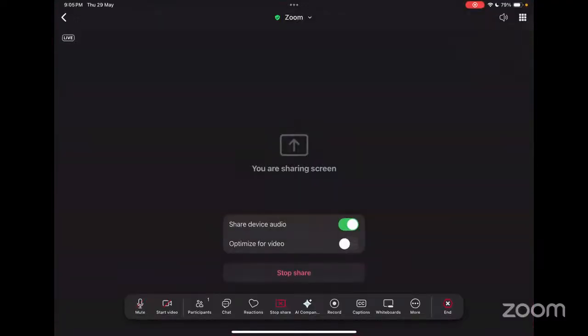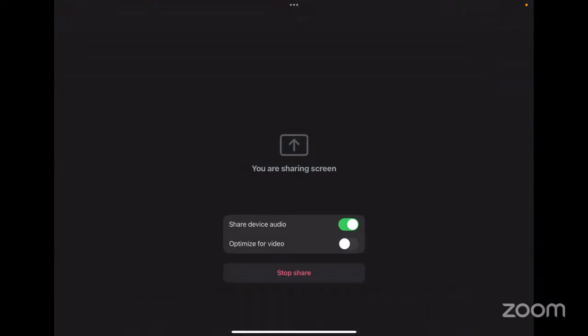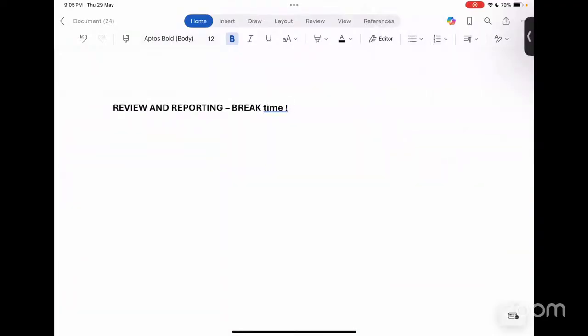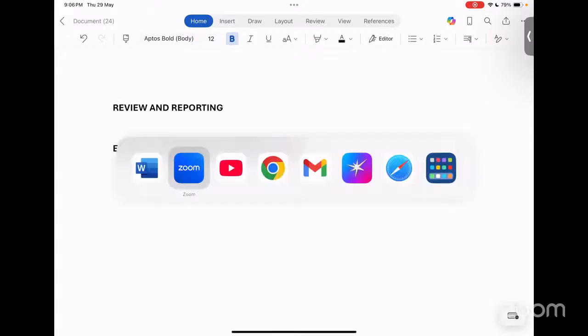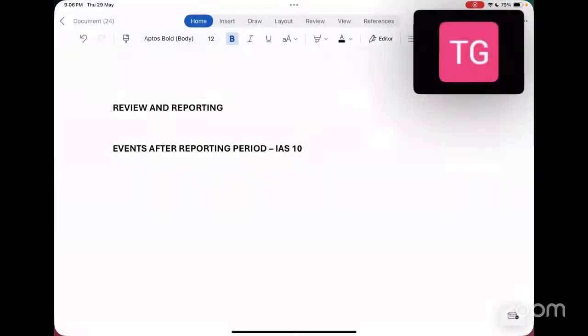Yes, guys, let's resume our session and let us discuss the review and reporting part of our syllabus. To begin with, let's talk about the review stage of audit. So what's there in the review stage of audit? That's when you've completed the procedures, you've collected the evidences, whichever was required. Now what happens in the review stage is that you are supposed to check the subsequent events. That's the first topic. In the review process, we have events after reporting period. So you all know from IAS 10 that there are two types of events after reporting period: your adjusting event and your non-adjusting event.